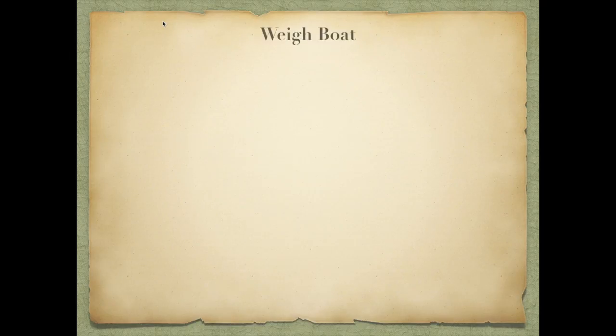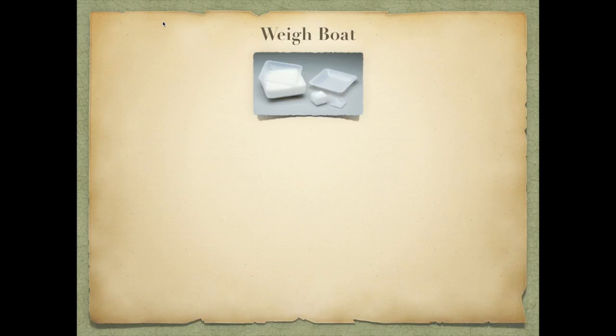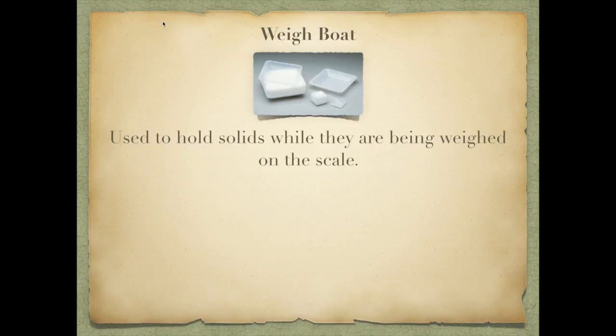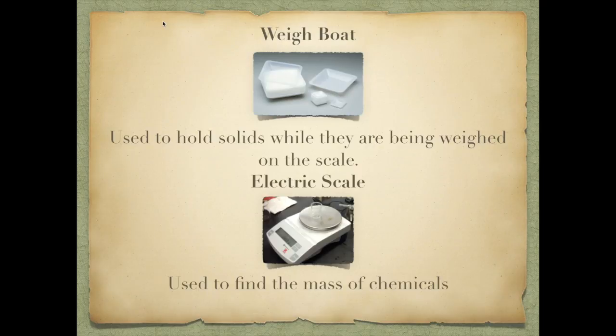The next tool is a weigh boat, and a weigh boat looks like this. There are big ones and small ones, and they're used to hold solids while they're being weighed on the scale. And so if you have a very small mass you need to weigh, you'll use a little weigh boat, while if you have a large mass, you'll use a larger weigh boat. And this is the electric scale, which is used to find the mass of chemicals.